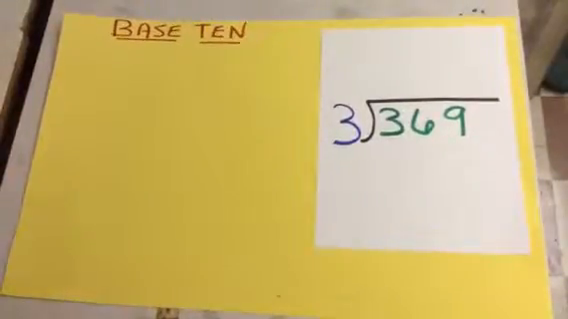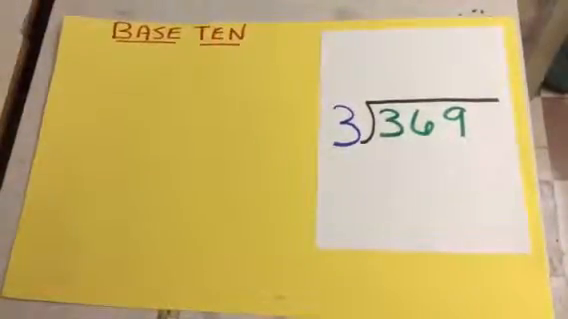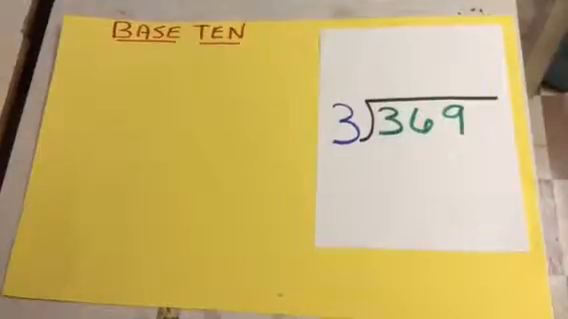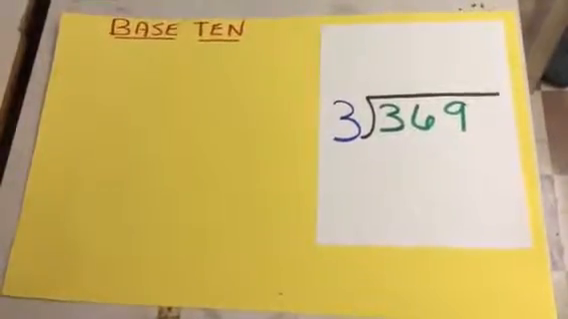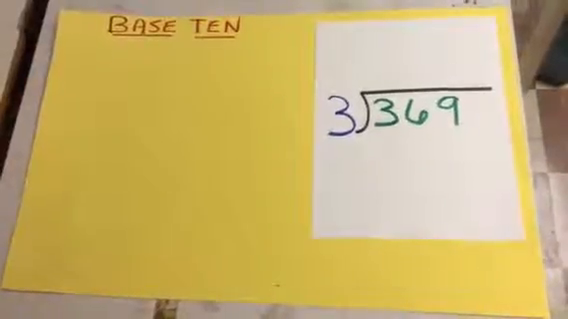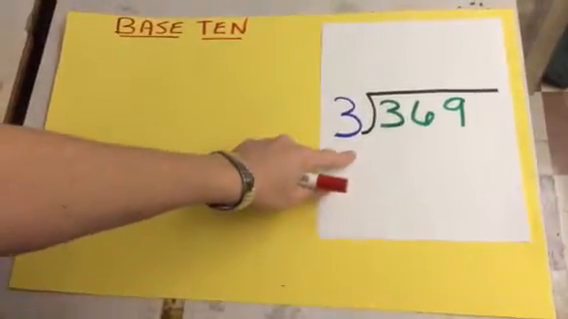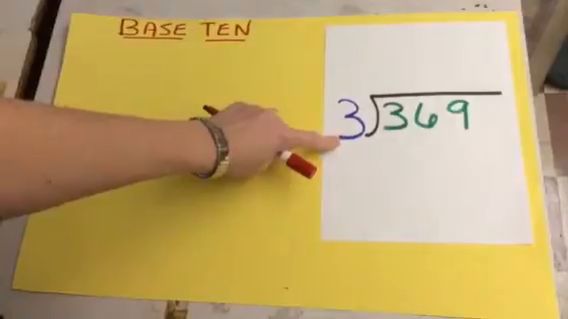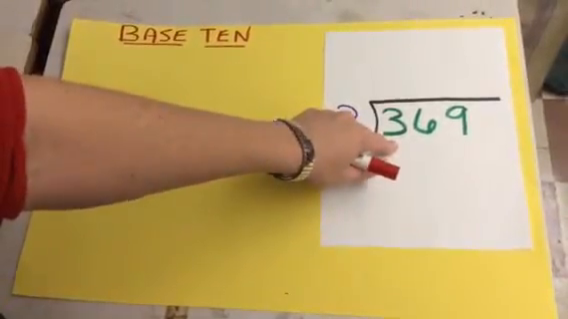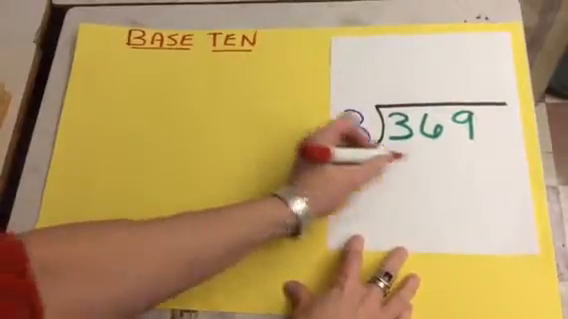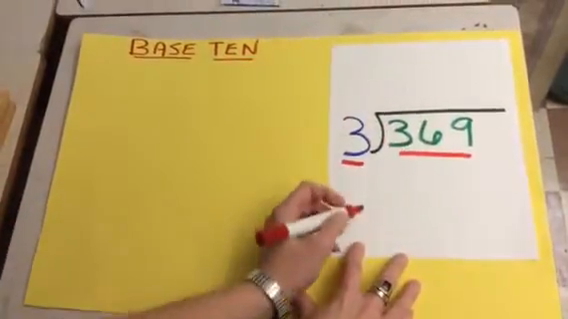Okay, boys and girls, now that we're familiar with the division vocabulary, we're going to show you how to do long division using base 10 materials. So quickly, let's look over here at our question. We have 3 as our divisor, and we have 369 as our dividend. So 3 is our divisor, 369 is our dividend.